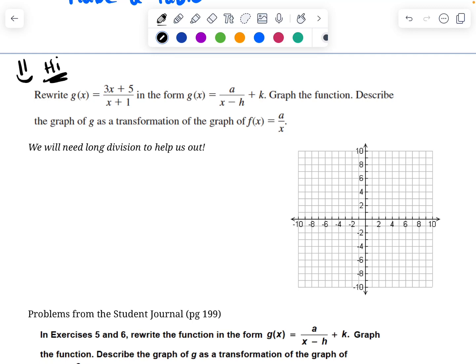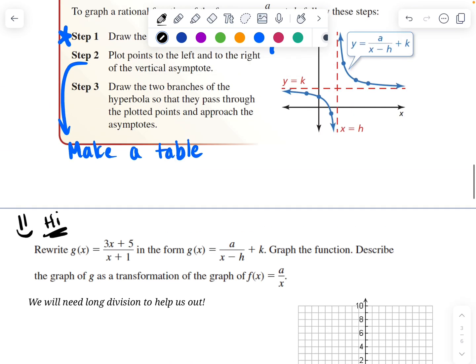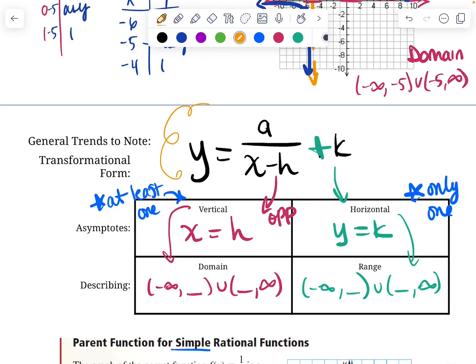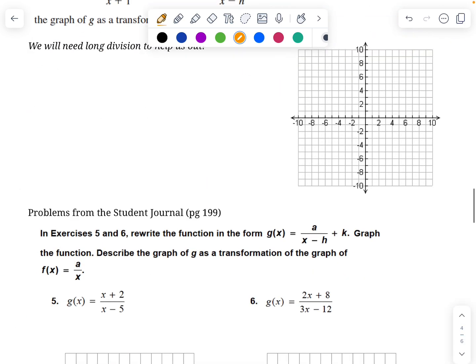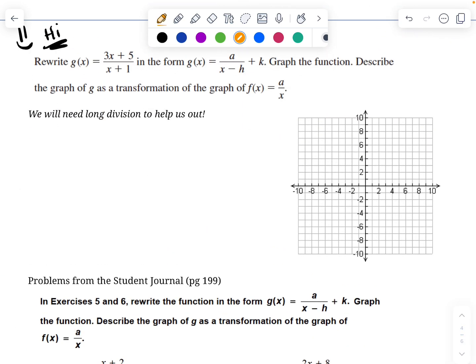Back. Okay, so here's the deal. Just like anything we graph, it's not like it's always in the form that we want it to be in. And we want our rational function to be in this form right here because it makes it super easy to graph. Okay, so how do we solve that problem? We use a little long division, all right? So we use a throwback from our polynomials unit. And then we are going to be able to rewrite this function in this transformational format.